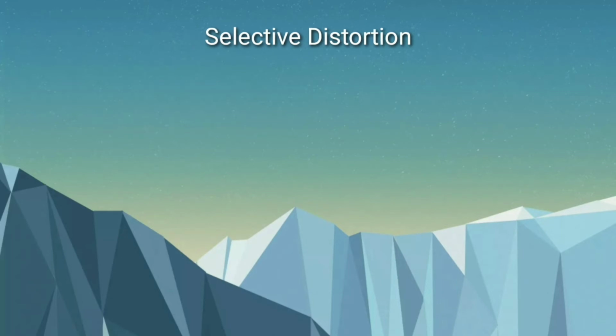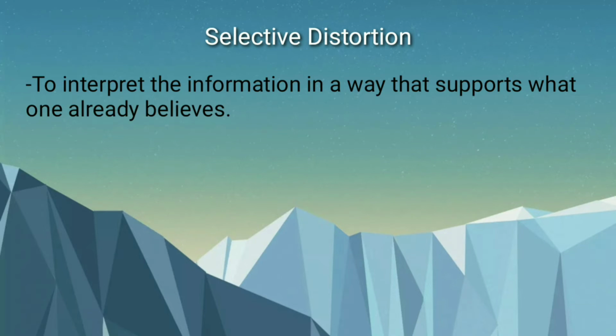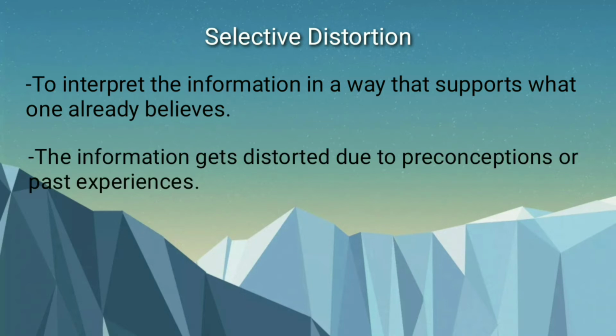The second one is selective distortion. Selective distortion means whatever message you are receiving, you will interpret that message as per your attitude and beliefs. To interpret the information in a way that supports what one already believes is called distortion. The information gets distorted due to preconceptions or past experiences.